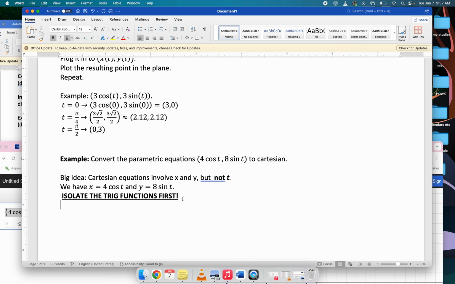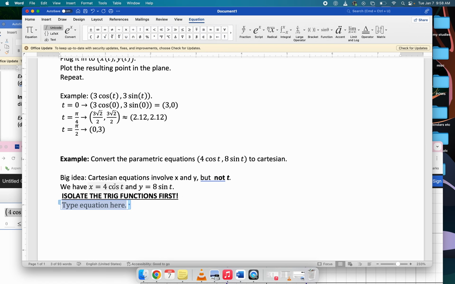Sorry about that. Yeah, that's the trick. You got to isolate the trig functions, then you square both sides, then you add them together. So isolate the trig function. Get the cosine by itself, get the sine by itself. So the first equation becomes x over 4 equals cosine t. Second equation becomes y over 8 equals sine t.